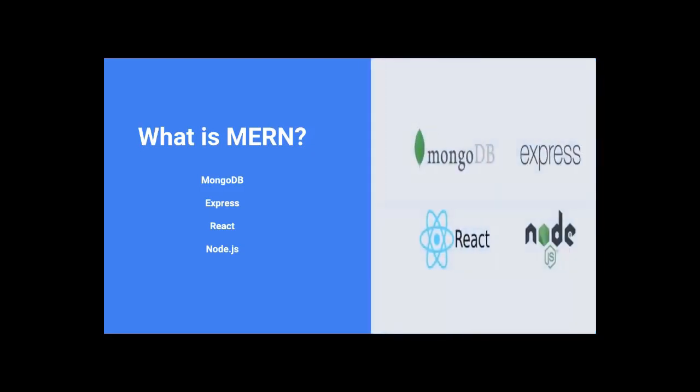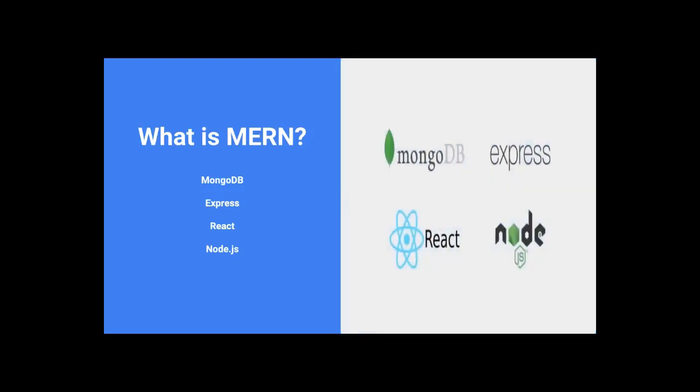Now, let's first understand what is a stack. A stack is the combination of technologies used to create a web application. Now, the MERN stack is one such technological stack which uses 4 very powerful technologies. First one is MongoDB. Second one is Express. Then it is React and Node. So all these technologies comprise the MERN stack.